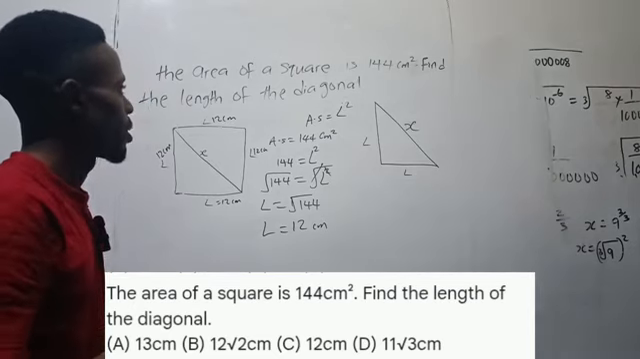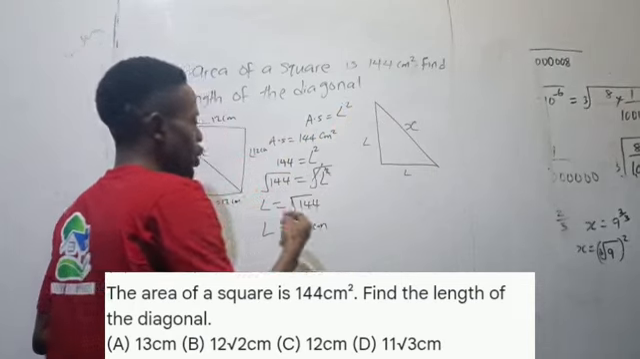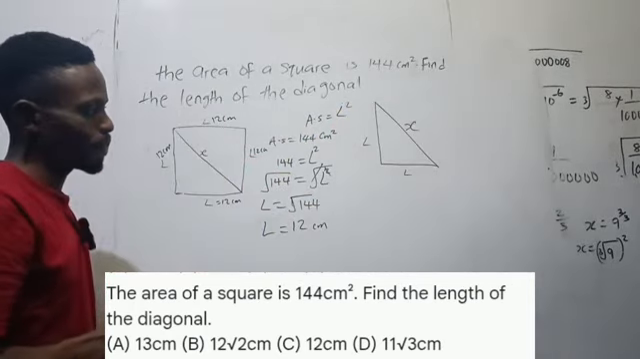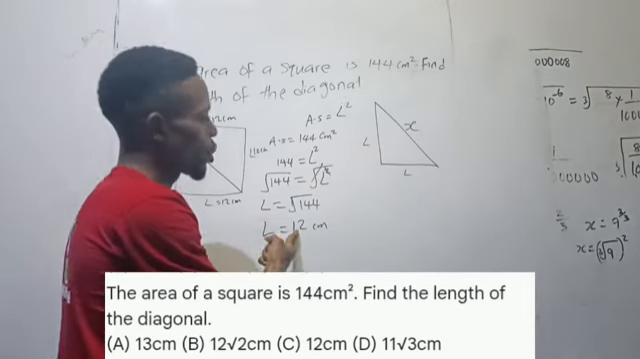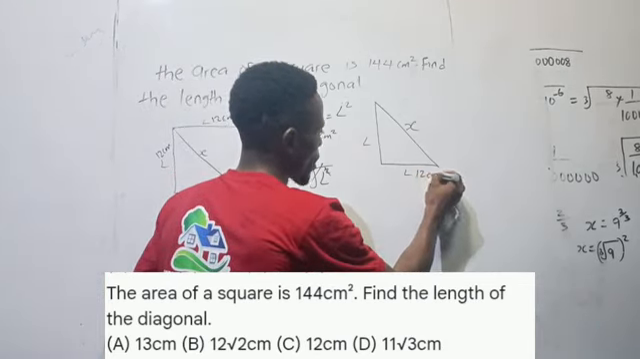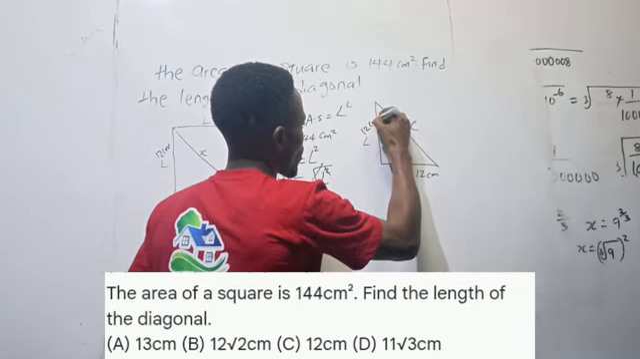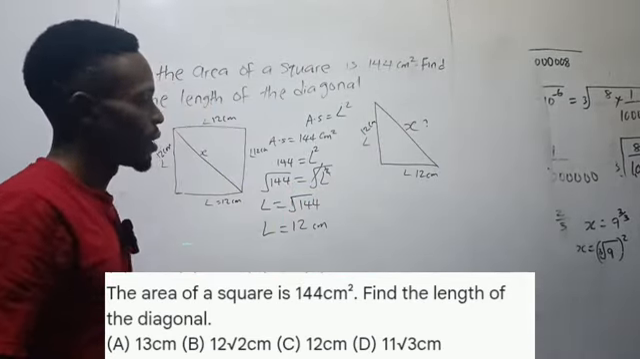That is the question. The question says that you find the length. So we want to find the length from this place to this place, which is the diagonal of what? Of this square. Since we got L is equal to 12, definitely this place is 12 centimeter. Here is 12 centimeter, but this one we don't know. That is what we're here to find.